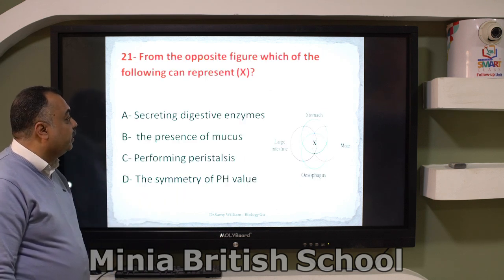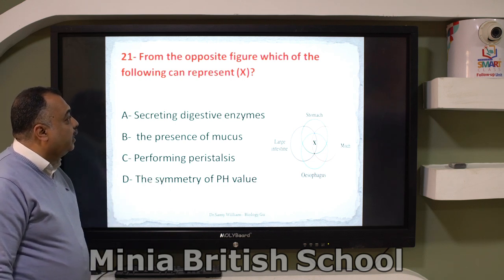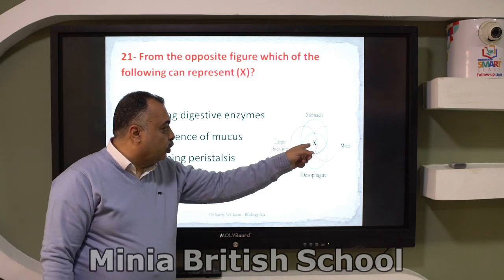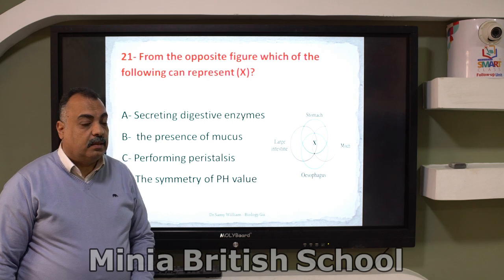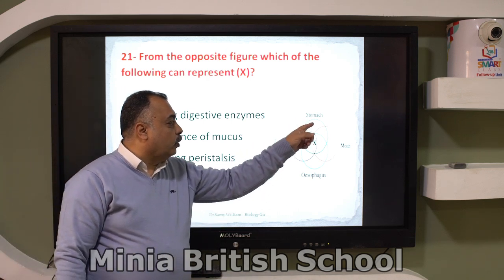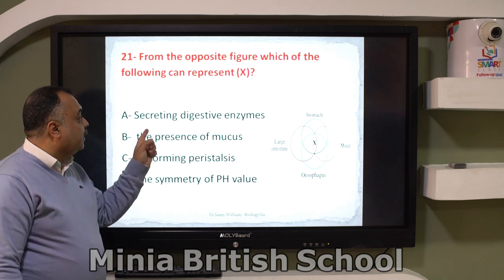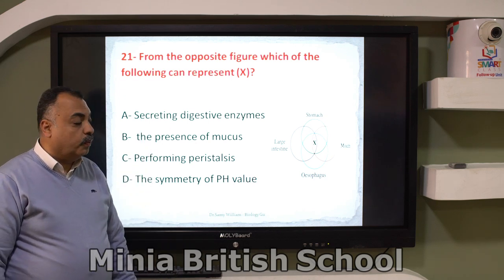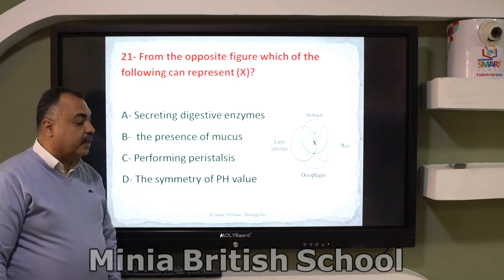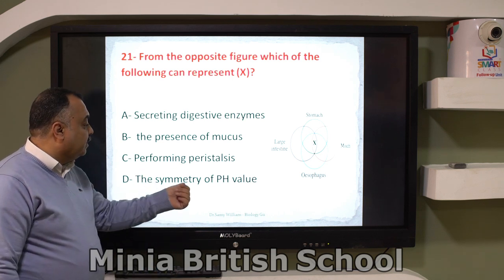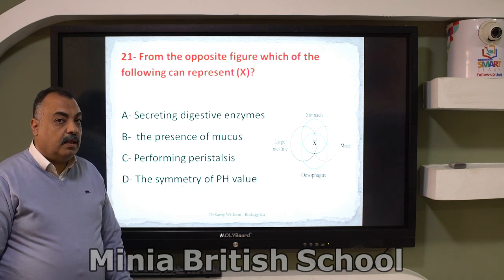Next, this Venn diagram. From the opposite figure, which of the following can represent X? The common feature between stomach, mouth, esophagus, and large intestine. Secreting digestive enzymes, the presence of mucus, performing peristalsis, or the symmetry of pH value. What is the right answer?